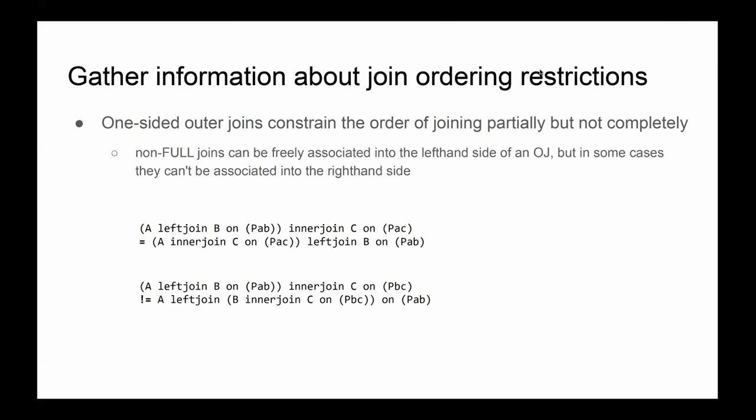So let's look at two examples below. For the first example, A left join B on PAB, and then inner join C on PAC. So this inner join can be associated into the left-hand side of the left join. So we can get A inner join C on PAC and then left join B on PAB.